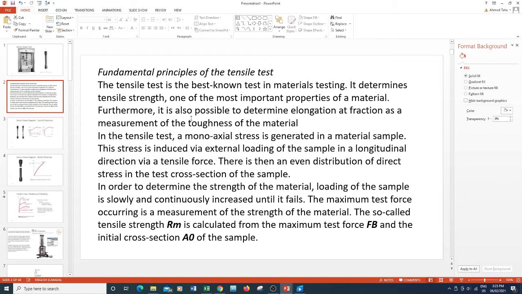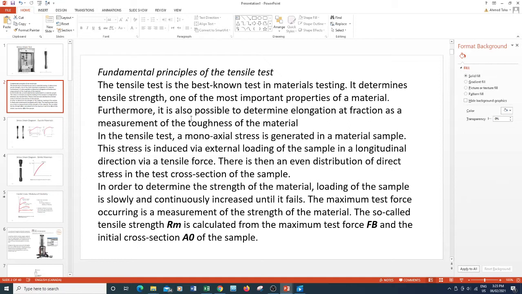In the tensile test, monoaxial stress is generated in a material sample. This stress is induced via external loading of the sample in a longitudinal direction via a tensile force. There is then an even distribution of the direct stress in the test cross-section of the sample.